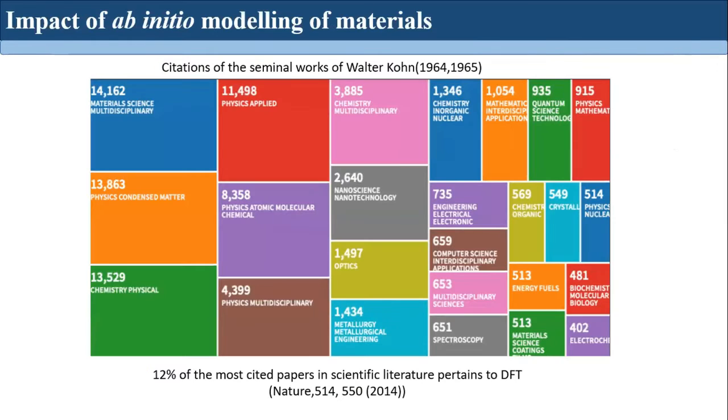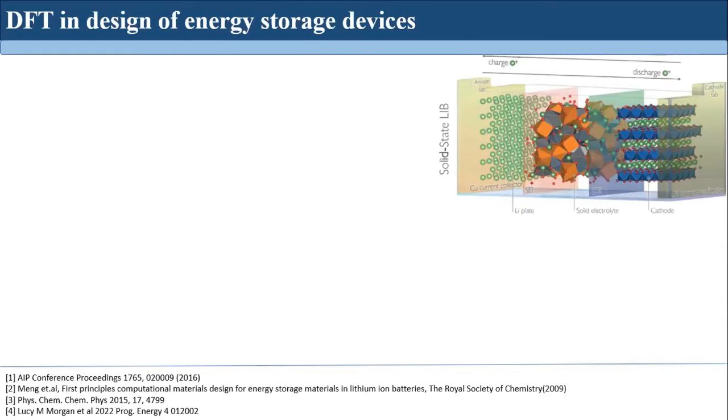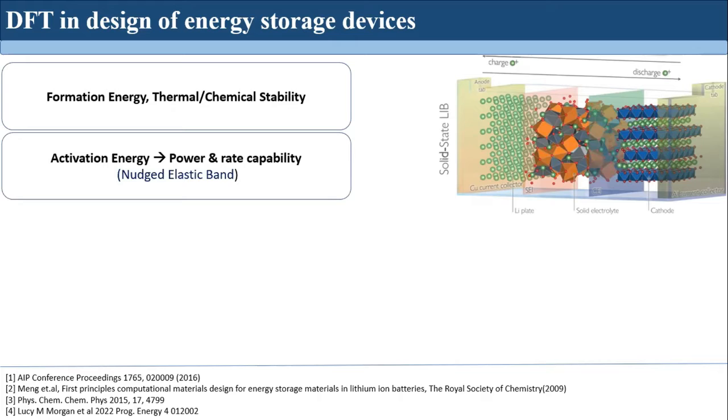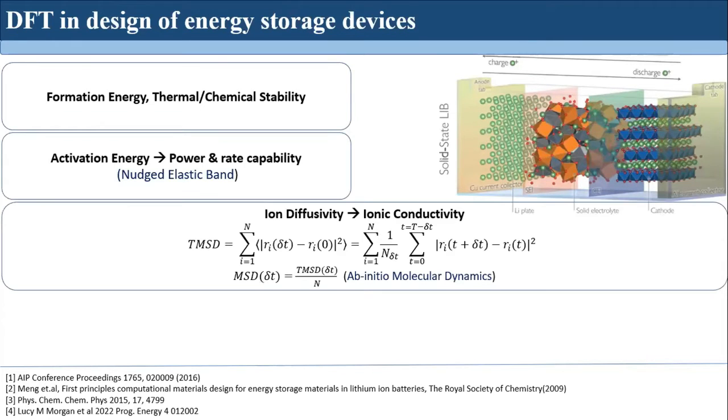From the seminal work of Walter Kohn, which was published in 1964, DFT has found applications in a wide variety of areas: from semiconductor research, biomedical, drug discovery, and in energy storage materials. High-throughput calculations can be used directly in energy materials research for computing properties like formation energy of electrolytes, and the thermal and chemical stability of electrolytes. We could compute the energy barriers at the electrolyte interface or the activation energy for ion migration. You can compute the ionic diffusivity by performing ab initio molecular dynamics simulations, and we can compute the electrode potential.